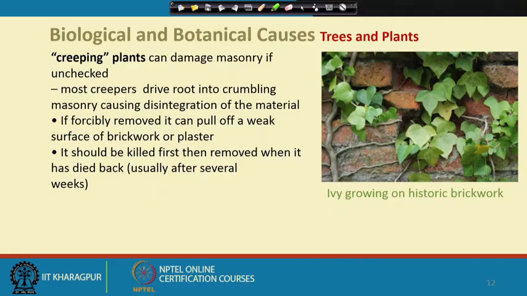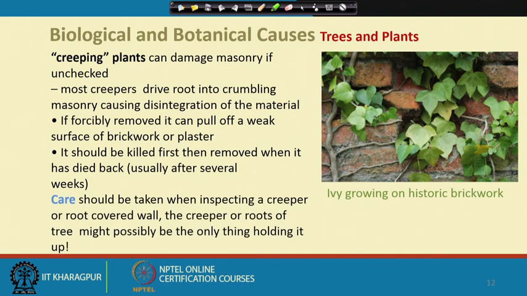If forcibly removed, because if you just want to cut it and forcibly remove it, it can pull off a weak surface of brickwork and plaster. So, one has to be very careful before taking any action. And one must understand that rather than pulling it off from the surface, one must first kill it and then remove it when it has died back. And for killing, what should be used for the cleaning? Also one should take some expert advice on what the chemical should be, what type of things, depending on what the material or the component is.